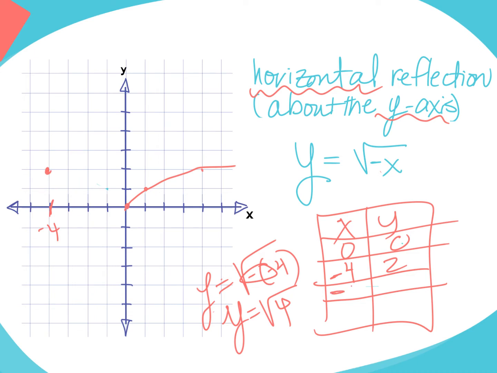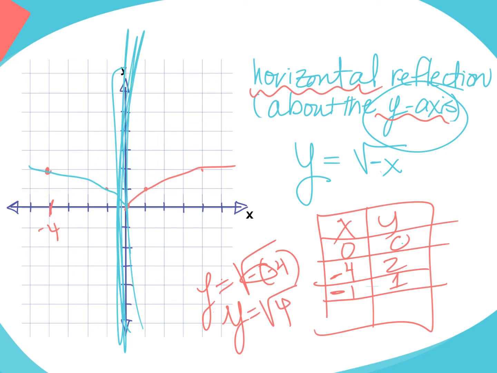Same thing with negative 1, right? It's going to come out as positive 1. And I just created my reflection about the... I'm just going to get a different color. Sorry, I'm just going to try to do it better. Okay, so the reflection about the y-axis, about this axis.